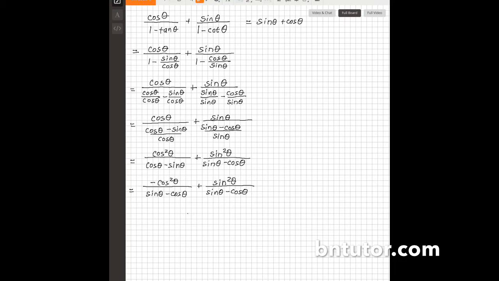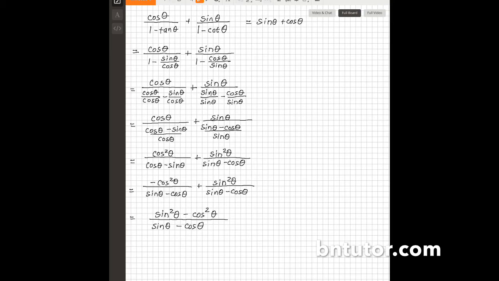And because we have common denominators, we can now put these two large fractions together to get a single fraction. Sine squared of theta plus negative cosine squared of theta is the same thing as saying sine squared minus cosine squared of theta. And the denominator is sine minus cosine.